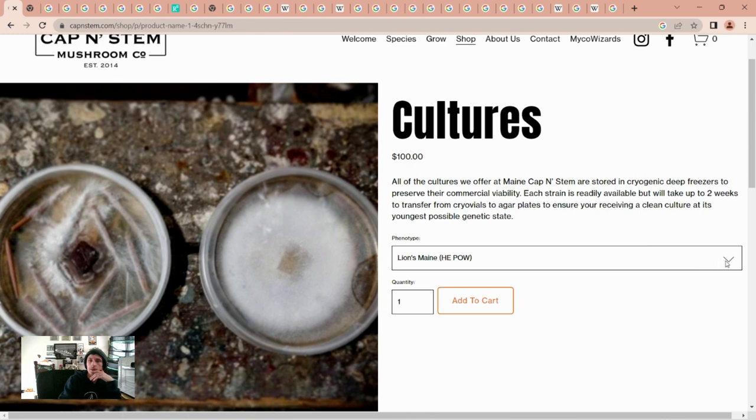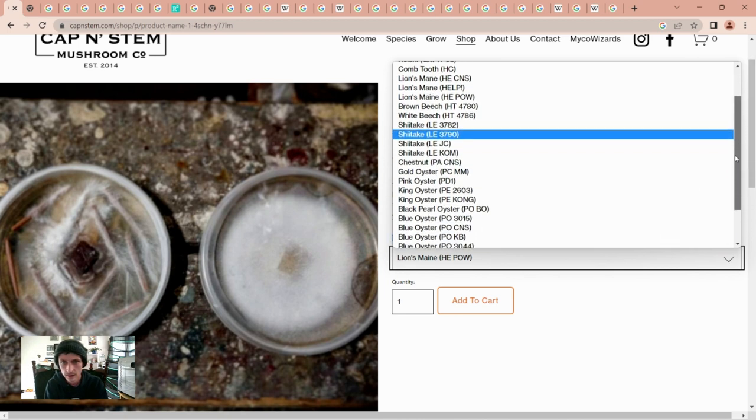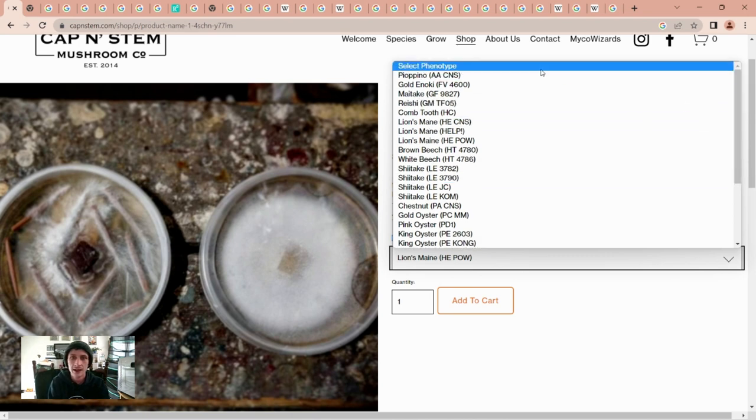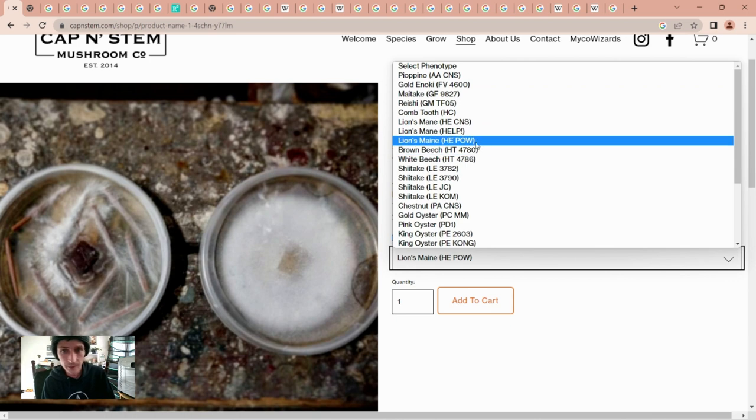I was trying to think of some good examples to compare strains. So they tell you here to select a phenotype. I think we just learned that a phenotype is kind of like a characteristic. It is a specific trait, like say purple Girl Scout cookies or a particularly gold mushroom. Comparing Pioppini and Golden Oyster, I think these are different varieties or different genus, also different species, though.